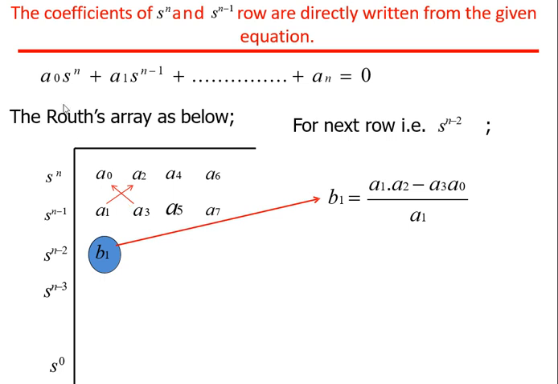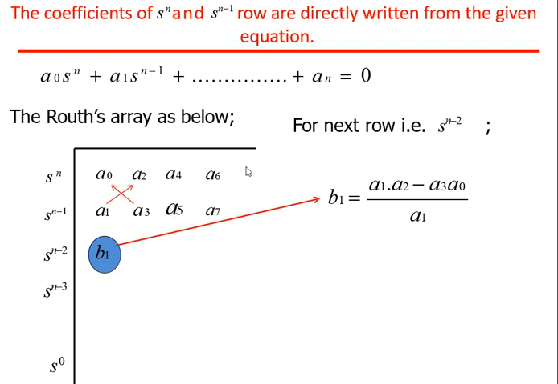But see how the notation is given, it is starting from a0. Don't see the number, see the coefficient. So that's why the first is a0, that you have to keep in mind. I think this is clear to you. So a0, a2, a4, a6 is the first row, and the second row is a1, a3, a5, and a7.